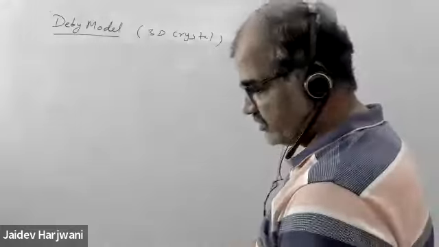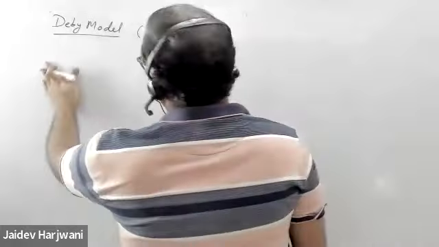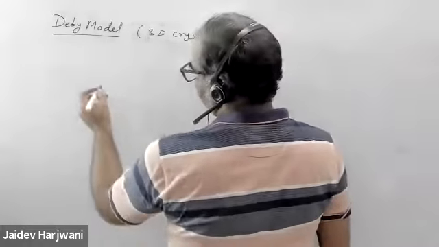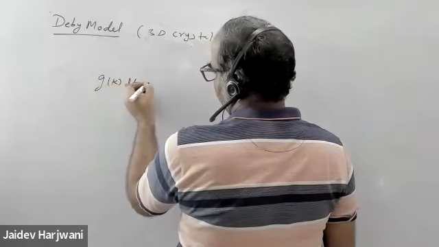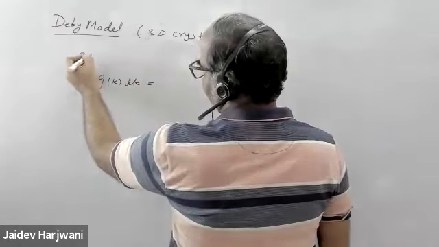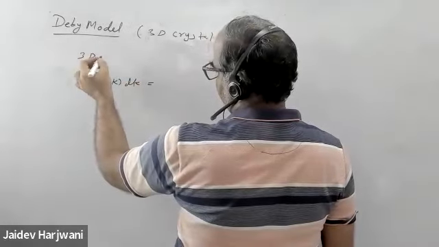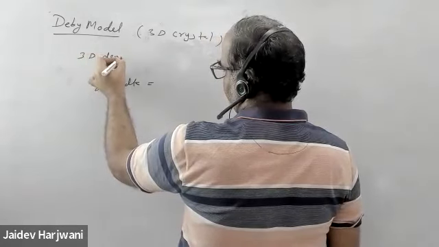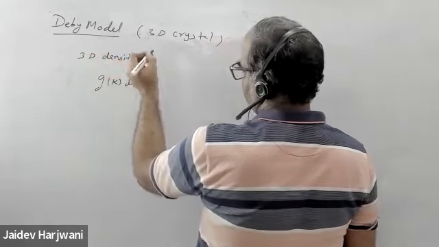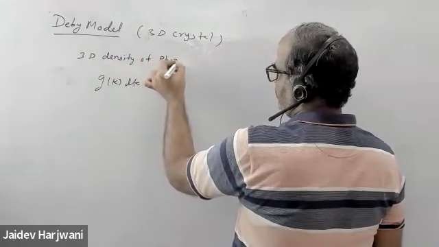For that, we have written the Debye model, and we have written the density of states, g(k) dk. The 3D density of phonon states, the 3-dimensional density of k states or phonon states.